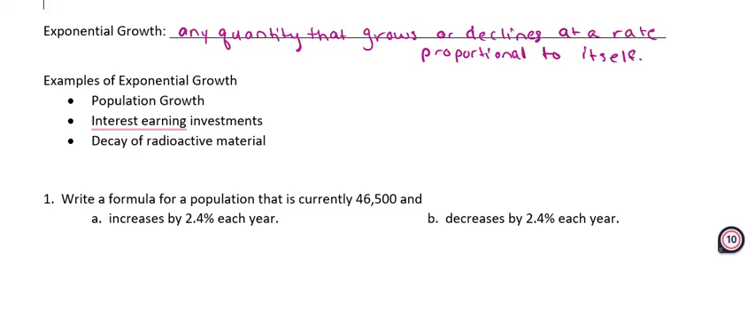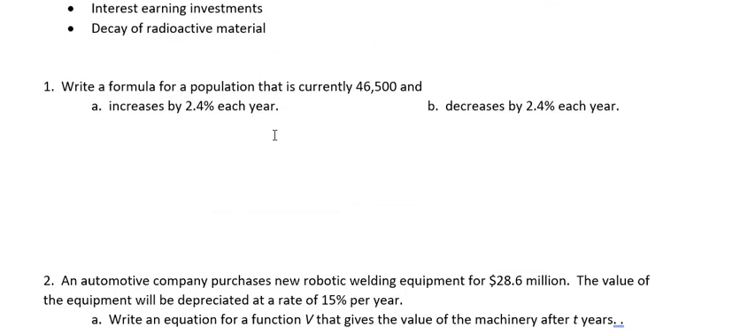There are many different types of exponential growth. I listed a few examples here for you. Population growth can be an exponential growth. It can also decay. Interest earning in a bank account, for example, decay of radioactive materials. These are just a few examples. There's many different types of exponential growth or exponential decay. These are a few common examples.